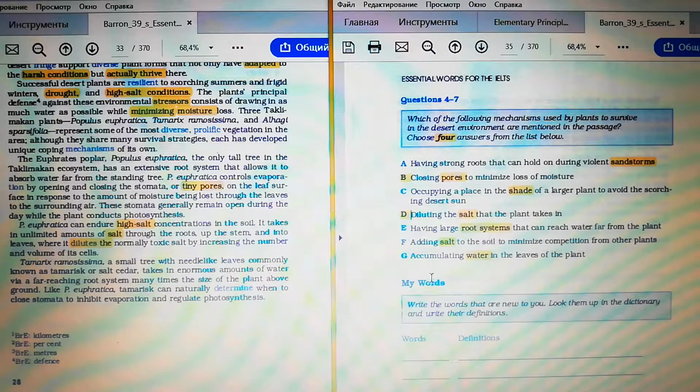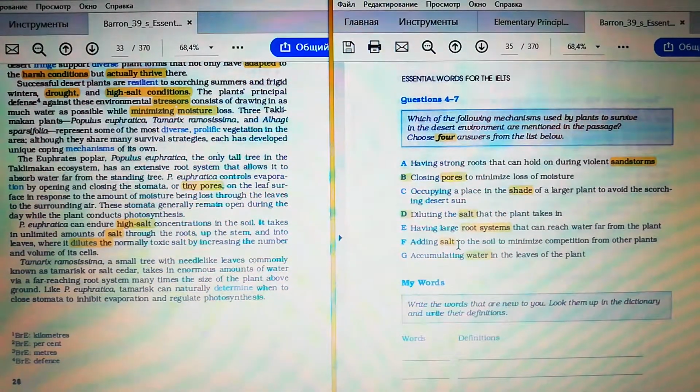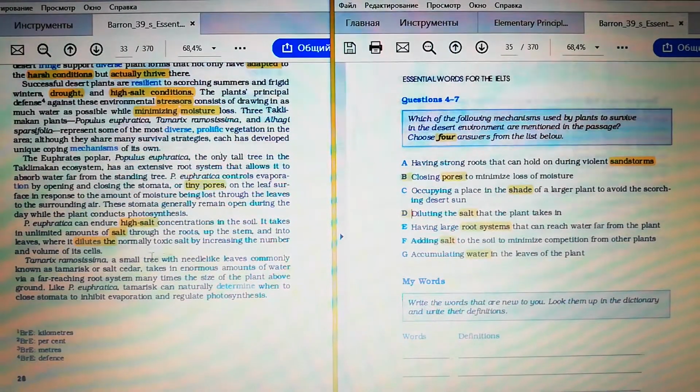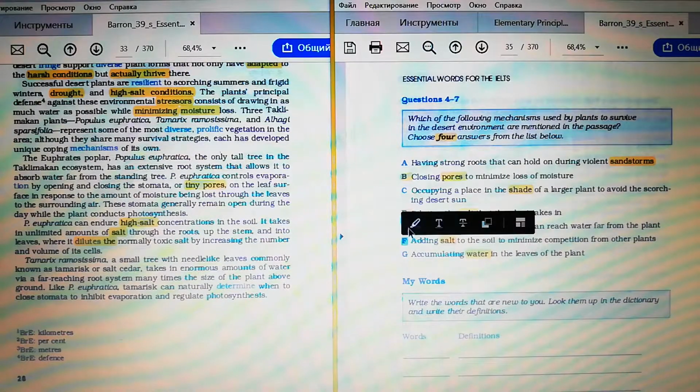So let's go further about the root system. Do we have any information about the root system? This sentence is very long, and here also it says that it takes in unlimited amounts of salt through the roots. So it takes the salt, and here also there is a mention about salt, and we can find adding salt to the soil to minimize competition from other plants. This will definitely be one of the answers. So go further, we have to review what we have here: root system, water.